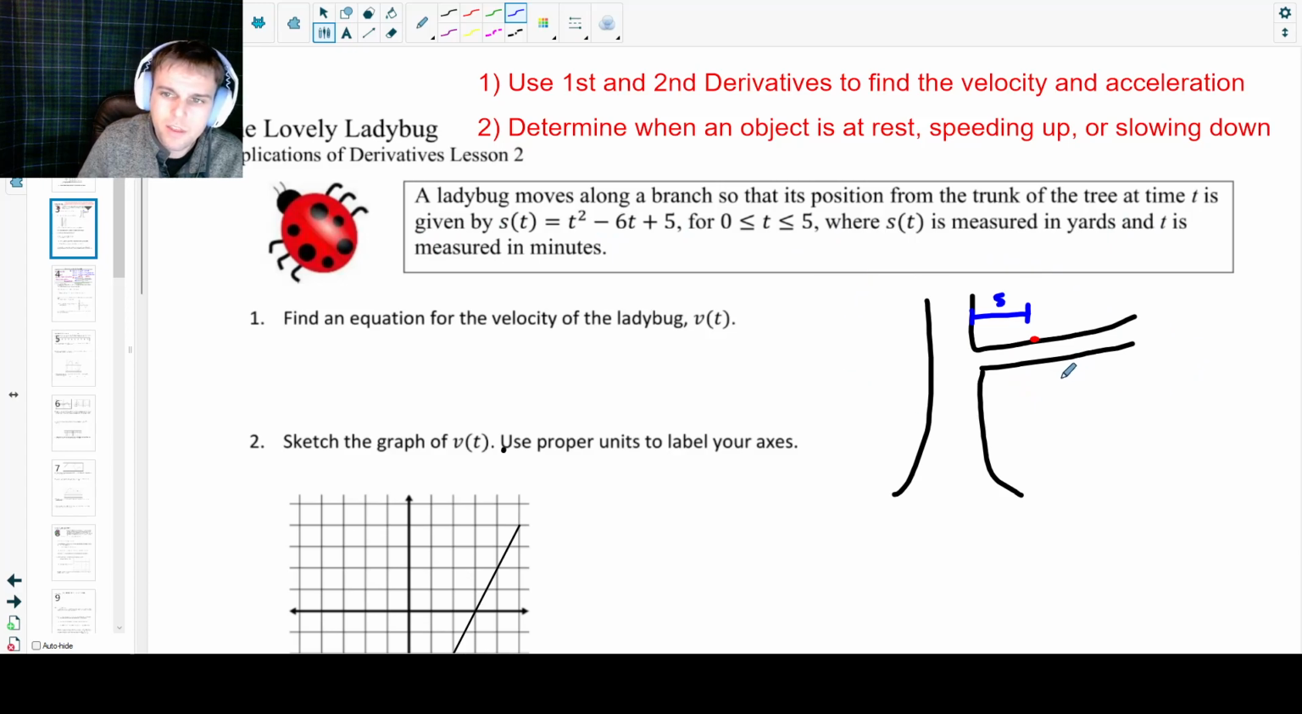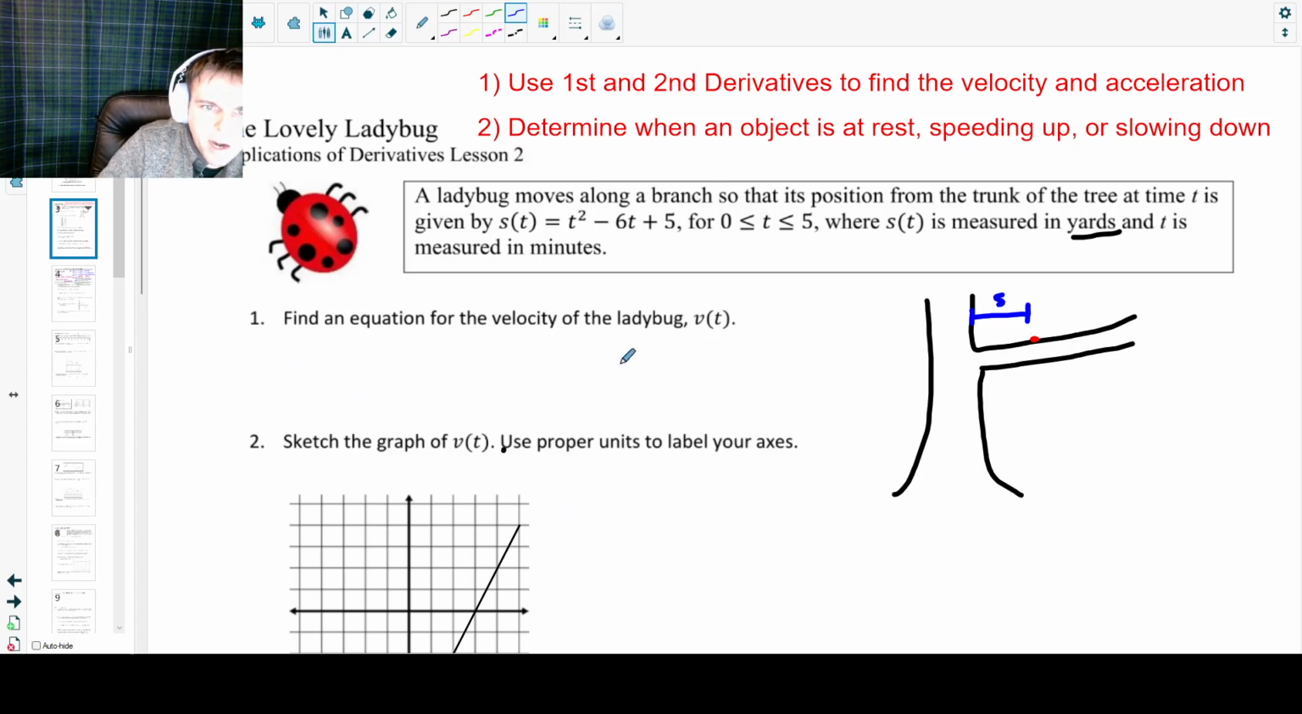So here I have a nice picture that can help us understand what's going on. We have this ladybug that's on the branch, and what s of t measures here is the distance that the ladybug is away from the tree trunk, right? So a position of 0 would represent it's all the way up against the tree trunk, whereas a position of 4 would mean that it's 4 yards away, because yards are the units that we're dealing with. And then our time is being measured in minutes, so it's not happening super quickly because a ladybug doesn't zip around, but it's kind of walking along the tree branch.